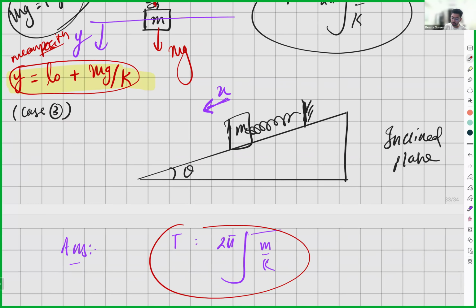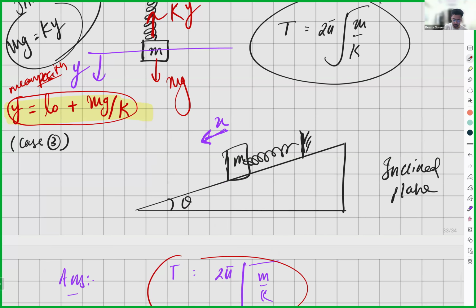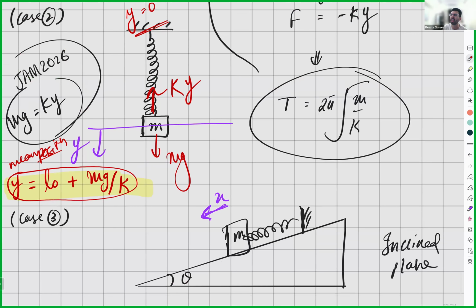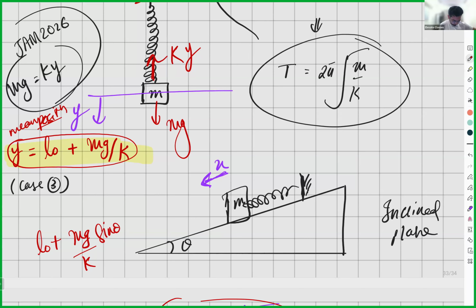And in case 3, of course, there will be an angle. So you can check whether it is sine or cosine. So there will be angle dependence in the second term. mg by k will have an angle dependence, sine or cosine, whichever it is. So sine 0 is 0. Yes, so there will be a sine term. So L naught plus mg by k sine of theta.